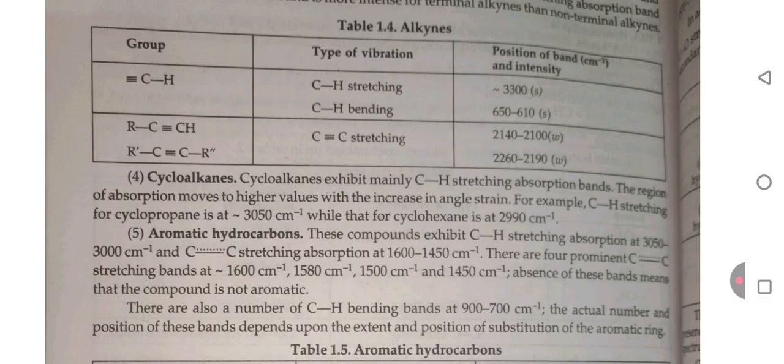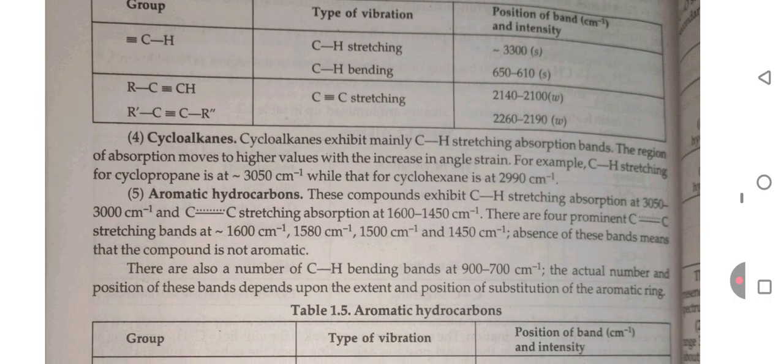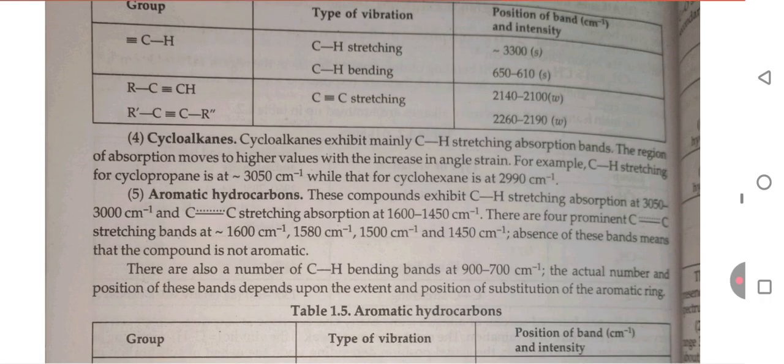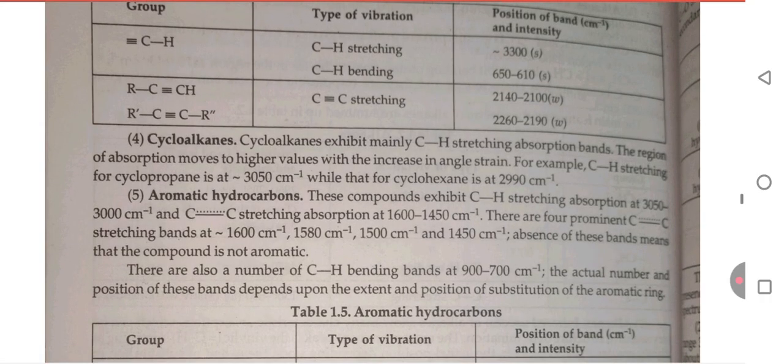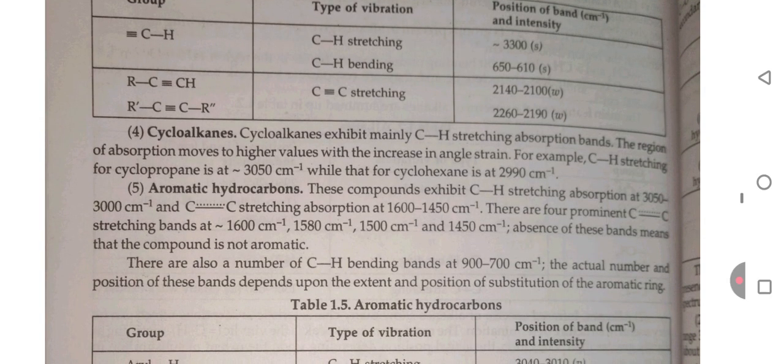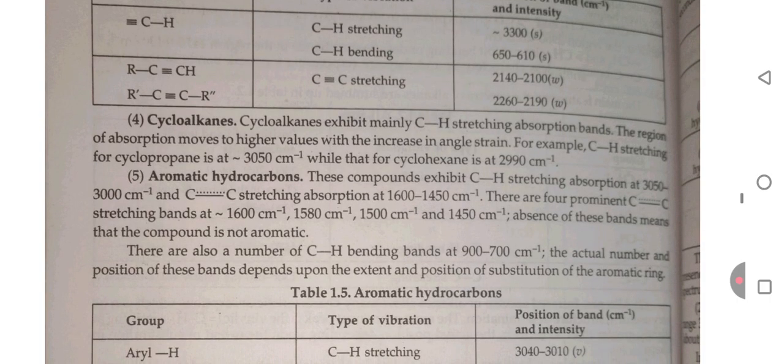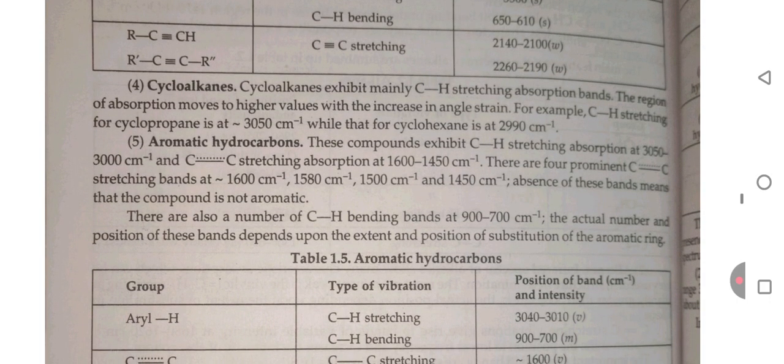Aromatic hydrocarbons. These compounds exhibit CH stretching absorption at 3050 to 3000 cm⁻¹ and C=C stretching absorption at 1600 to 1450 cm⁻¹. There are four prominent stretching bands at 1600, 1580, 1500 and 1450 cm⁻¹. Absence of these bands means that the compound is not aromatic. There are also a number of CH bending bands at 900 to 700 cm⁻¹. The actual number and position of these bands depend upon the extent and position of substitution of the aromatic ring.